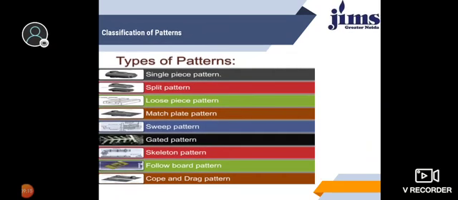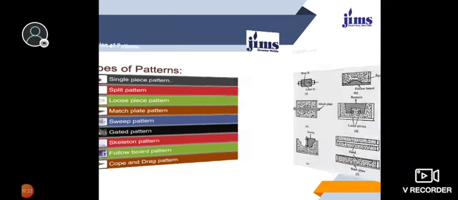Next we have the types of pattern, the classification of pattern. We have different types of pattern. These are single piece pattern, split pattern, loose piece pattern, match plate pattern, sweep pattern, gated pattern, skeleton pattern, follow board pattern, and cope and drag pattern.